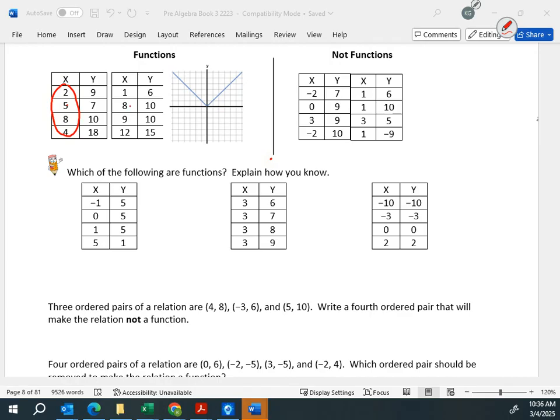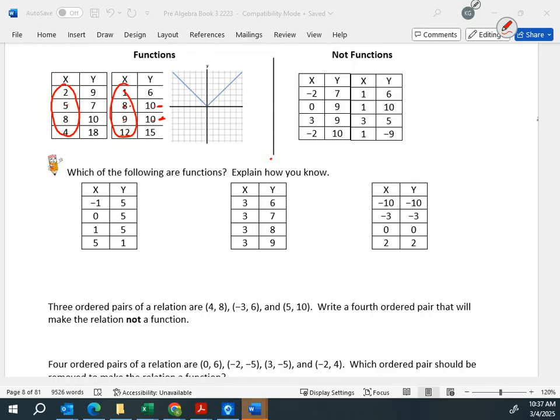So 1, 8, 9, 12. Those x's are not repeating. Is it okay that there are 2 10s for the y's? Yeah, because they're 2 different x's. So this would be one person having a birthday on the 10th and another person having a birthday on the 10th. That would be our birthday buddies. So it's okay that multiple people share the same birthday. So that's a function.